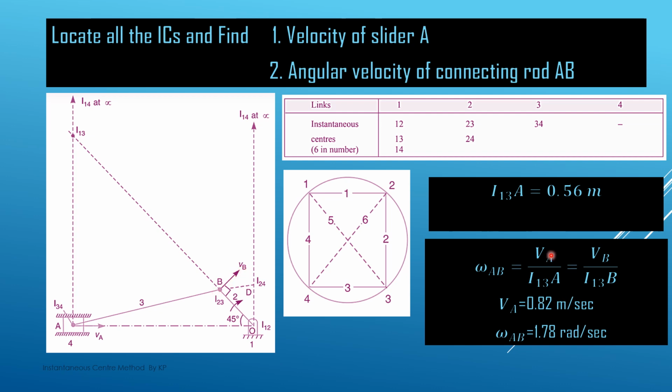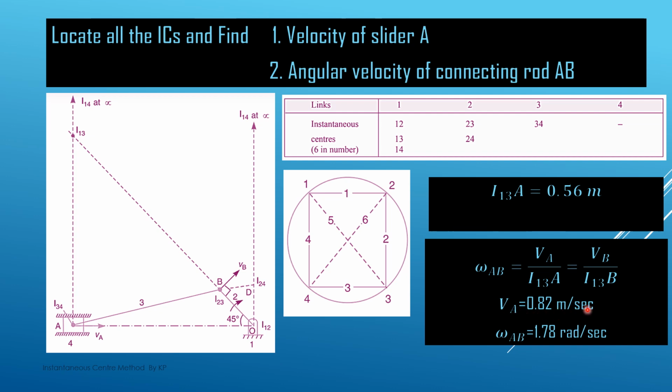VB we already know. How do we know VB? Because we know the crank length is 100 mm, and we know omega, so the absolute velocity of this B point is VB equal to R into omega. R means OB is 100 mm, and omega is given as 10 radian per second, so we can get the value of VB. With this relationship, VB we know, I13B we have measured, I13A we have measured, and then we get the value of VA. So VA is coming out to be 0.82 meter per second.